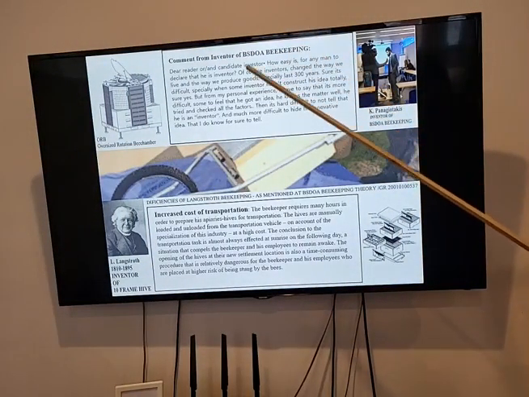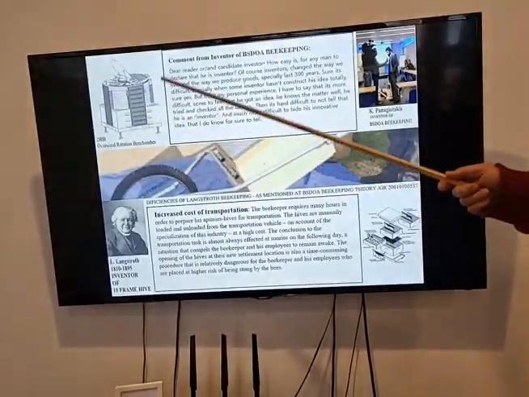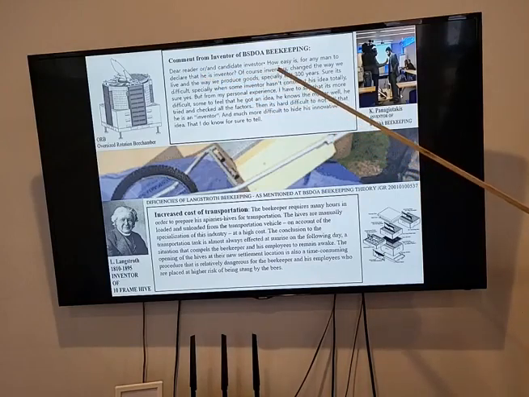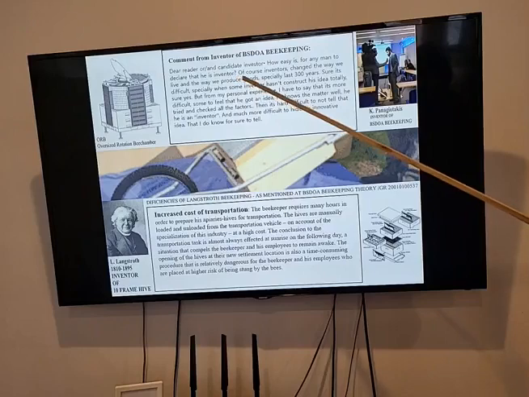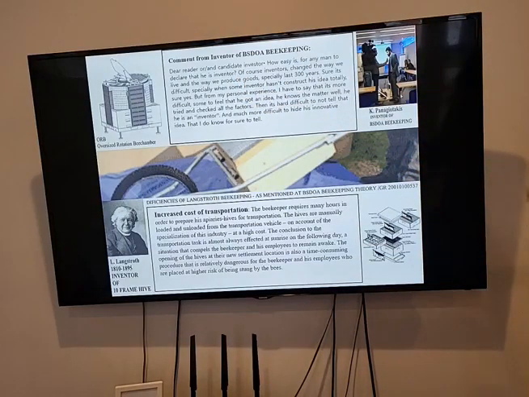Comment from the inventor of Bsdoa beekeeping. Here is the beehive that I suggest. Dear reader or candidate investor, how easy is it for any man to declare that he's an inventor? Oh, come on, I don't want to read this. I'm tired. These are thoughts I had in 2009. Oh my God. Okay, let's read it.